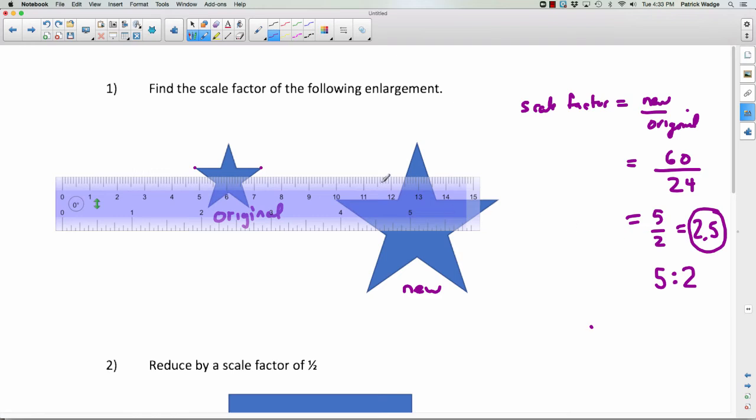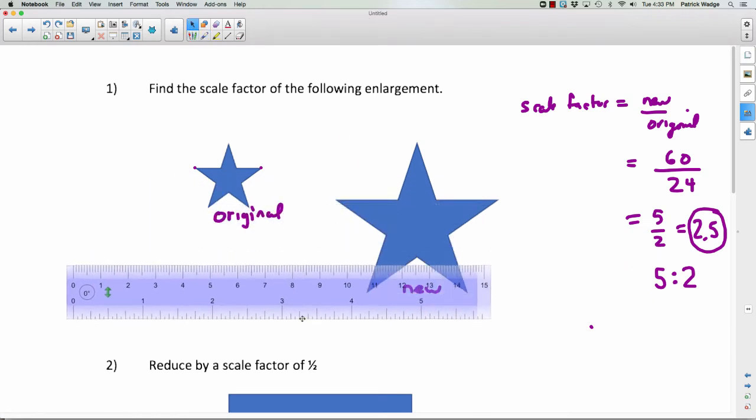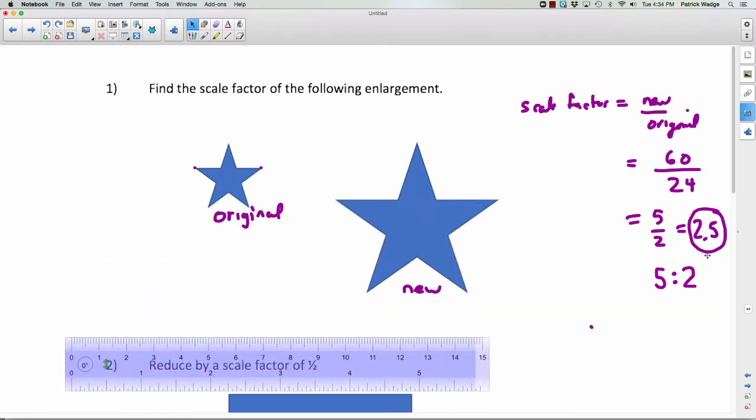Let's look at the 2.5. What does that mean when you find the scale factor is 2.5? Well, it means it's an enlargement because it's bigger than 1. How many times bigger is this one than that one? 2.5 times. It's 2.5 times as big.